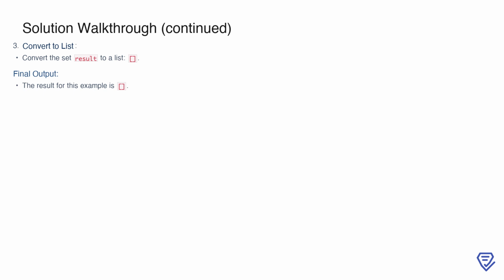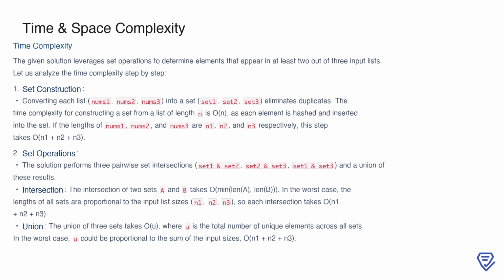To analyze the time complexity of our solution, we begin by examining the set construction step. When converting each list nums1, nums2, and nums3 into sets, we eliminate duplicate elements.